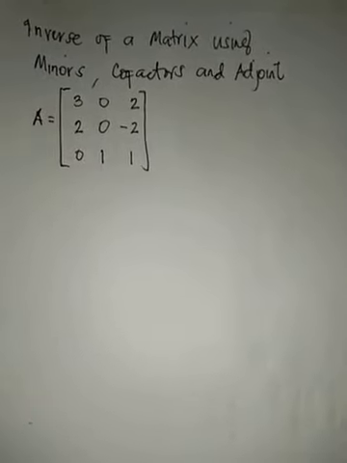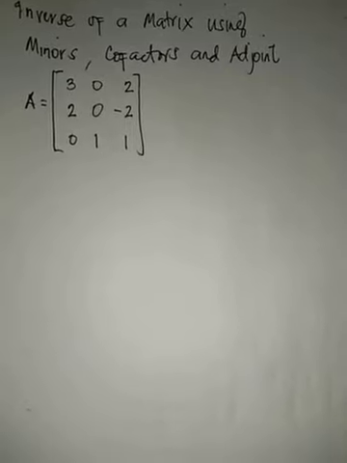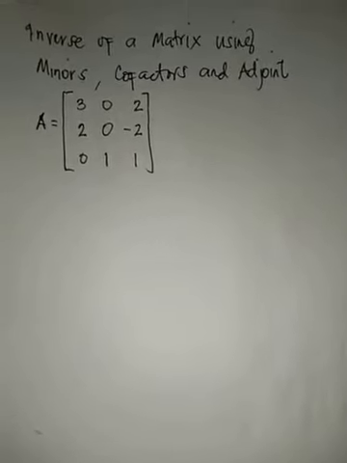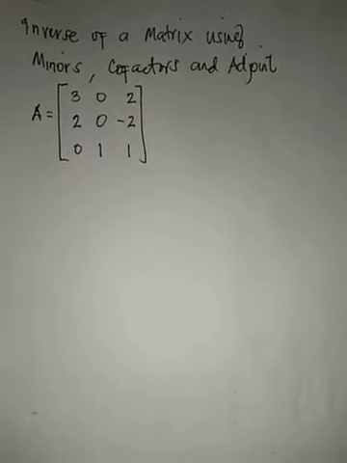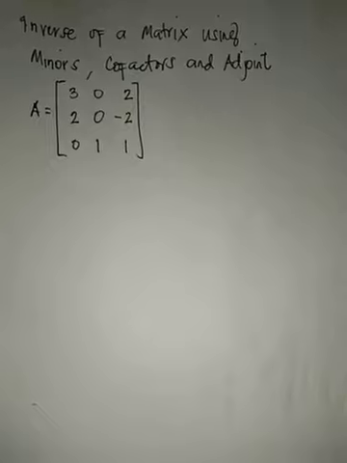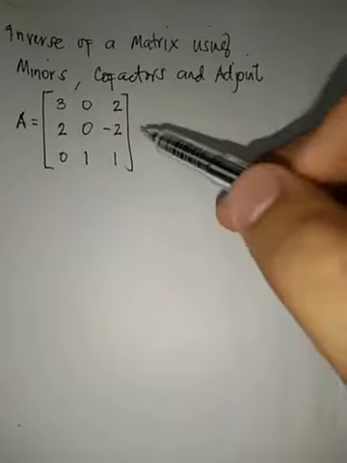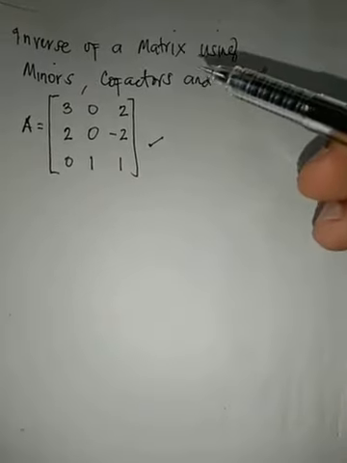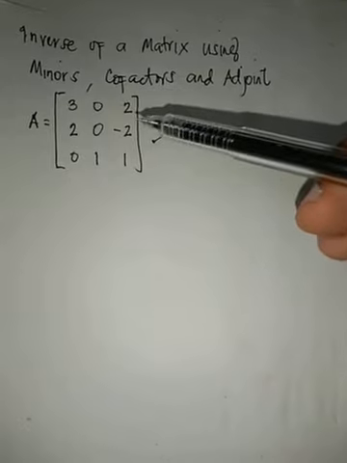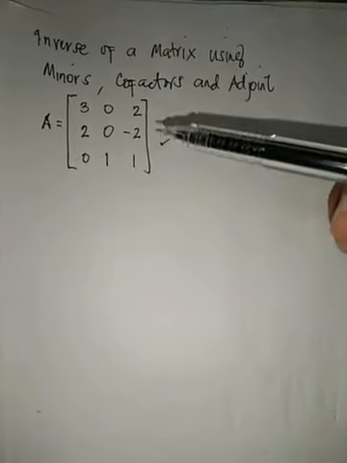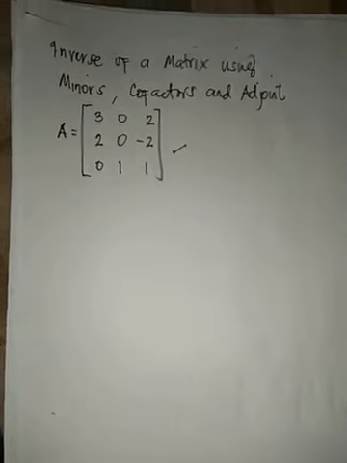Now, let's continue. What if we have a 3 by 3 matrix? So, dito, gagamitan na natin yung tinatawag na minors, cofactors, and adjoint. Okay? So, let's say, for example, we have this matrix A: 3, 0, 2, 2, 0, negative 2, 0, 1, 1. So, how do we able to find the inverse of this A?